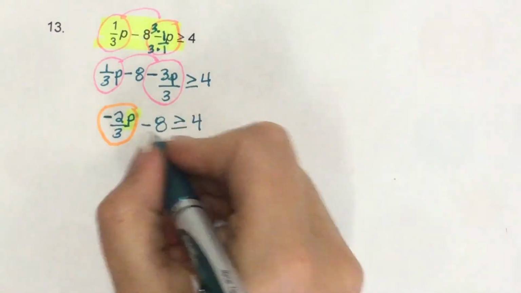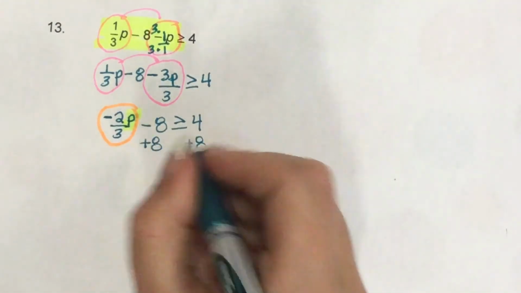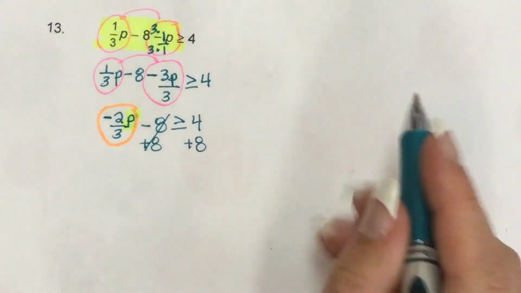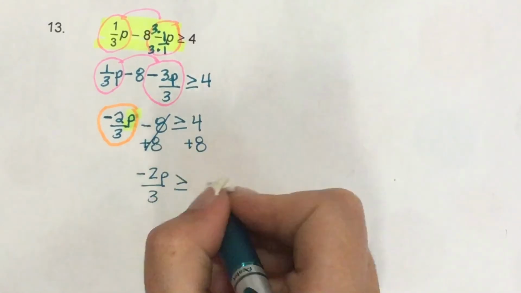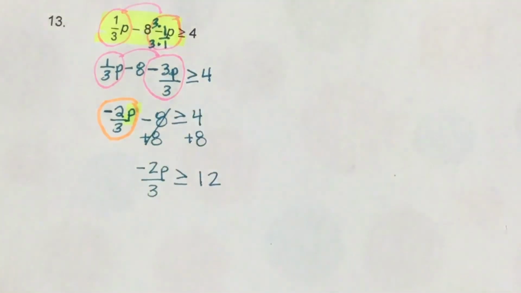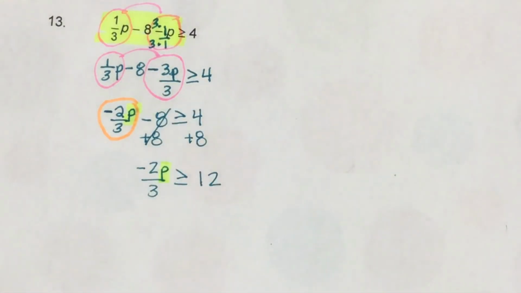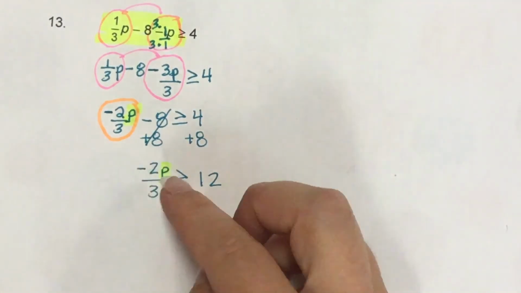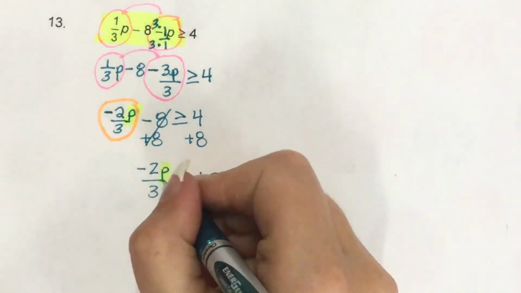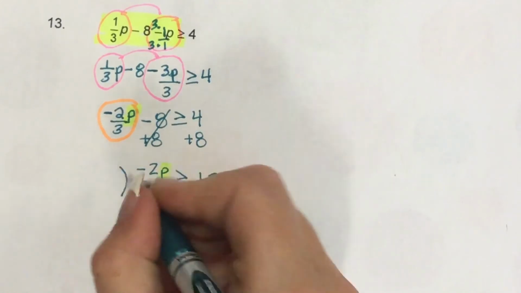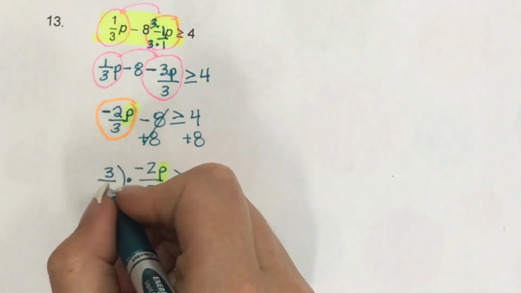The inverse operation of minus 8 would be to add 8 to both sides. So the negative 8 and the positive 8 cancel each other out and become 0. And then we drop this down. Negative 2p over 3 is greater than or equal to 4 plus 8, which is 12. We're trying to get p by itself. What you should see is that we have a fraction multiplied by p. And remember, whenever there's a fraction multiplied by p, the way you get the variable by itself is to multiply by the reciprocal. That's exactly what we're going to do. We're going to multiply by 3 over 2.